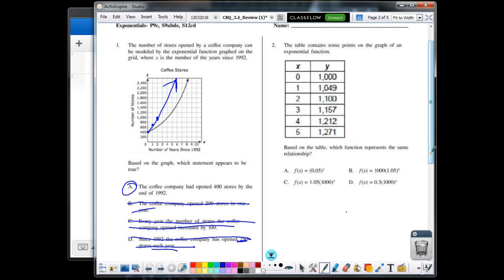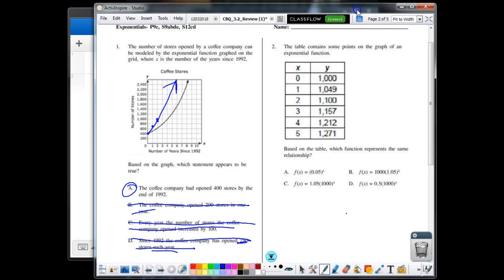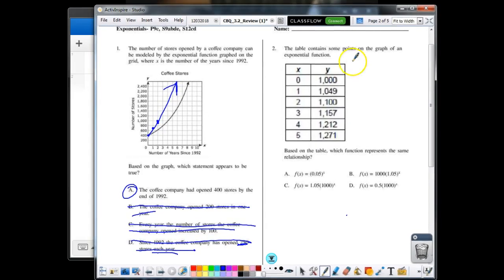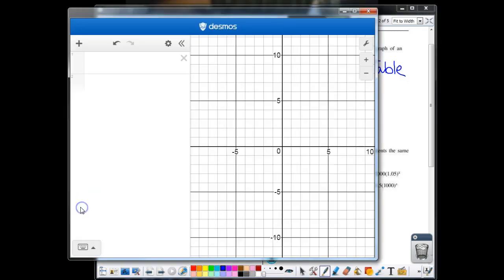The table contains some points on the graph of an exponential function. Based on the table, which function represents the same relationship? So remember, when we get a table, what are we supposed to do? Put it in Desmos. You click add and then table. You add a table, and you copy the table.